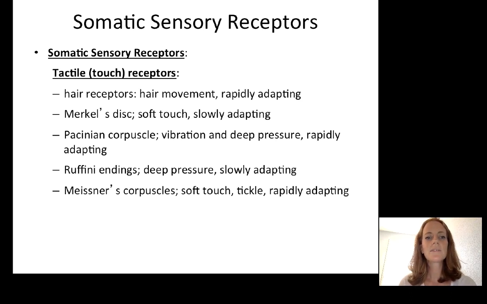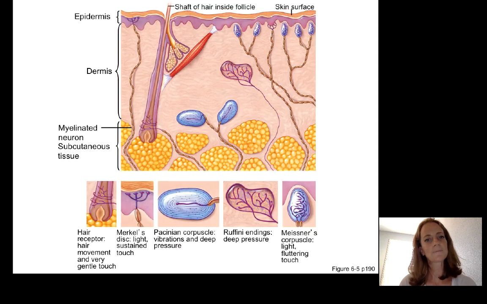So somatic sensory receptors will be the touch receptors. So for example, we have hair receptors, which will respond to movement of the hair on the skin. Merkel's discs are touch receptors that respond to soft touch. Pacinian corpuscles, you guys may remember these from your skin anatomy, will respond to vibration and deep pressure. Ruffini endings will respond to deep pressure. Meissner's corpuscles will respond to soft touch or light tickles. These will be located in and throughout the regions of the skin.